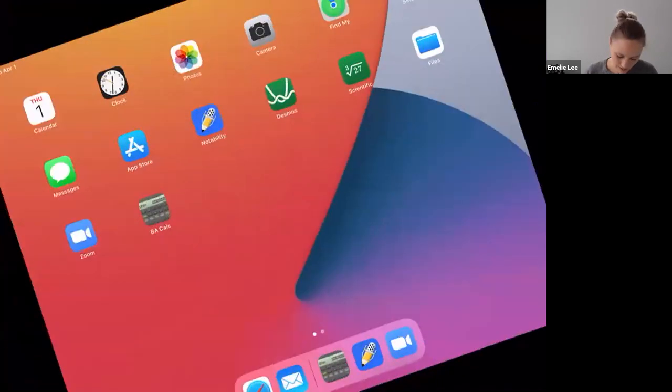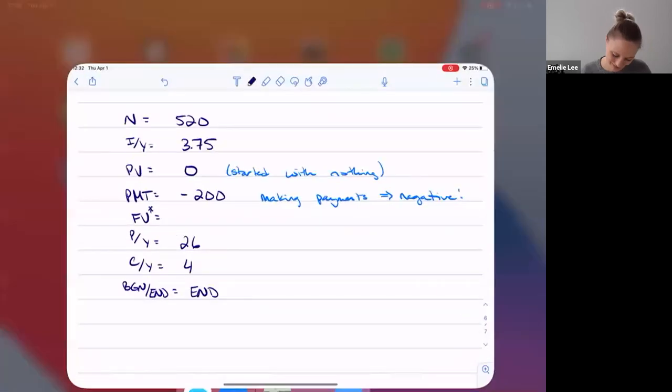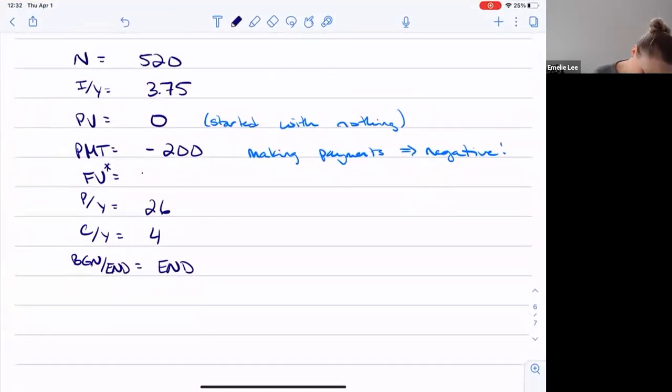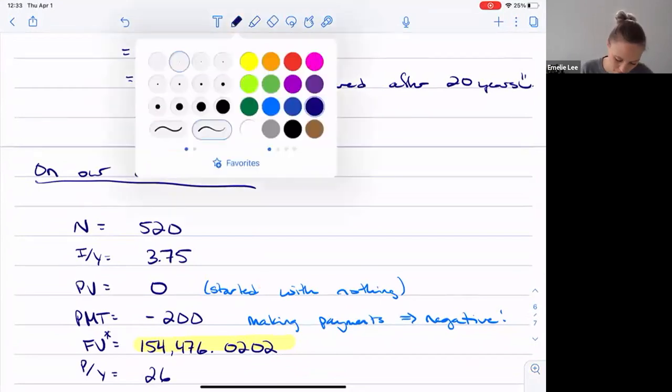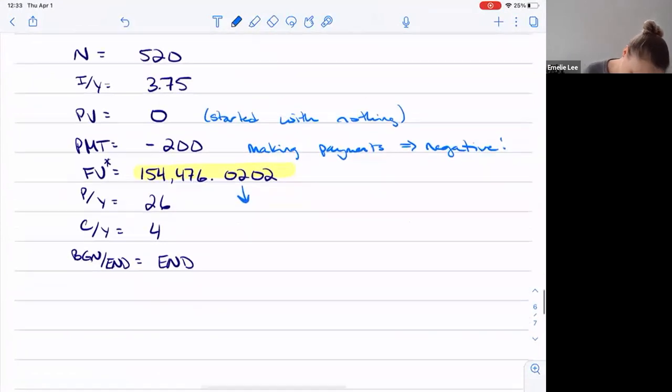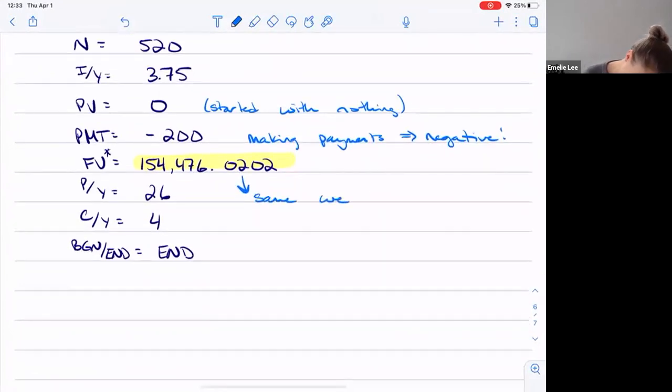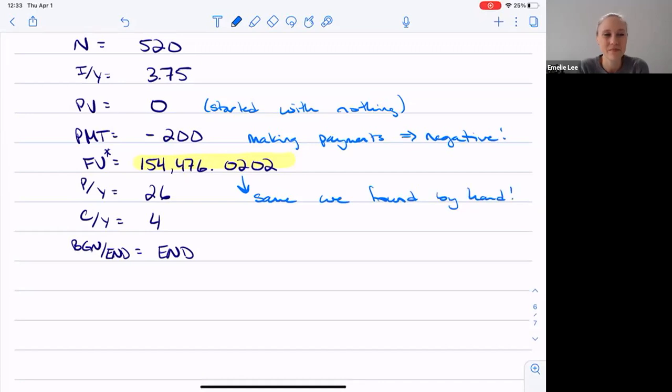So I get 154,476.0202. Sounds familiar, right? Should sound familiar. I get 154,476.0202, which is the same as what we found, hopefully, which is the same we found by hand. Which is good, right? That's what we want.